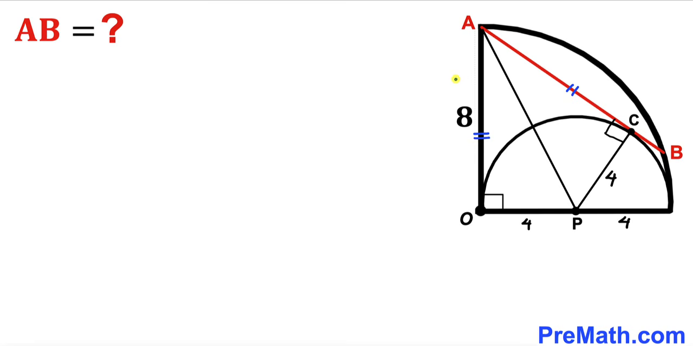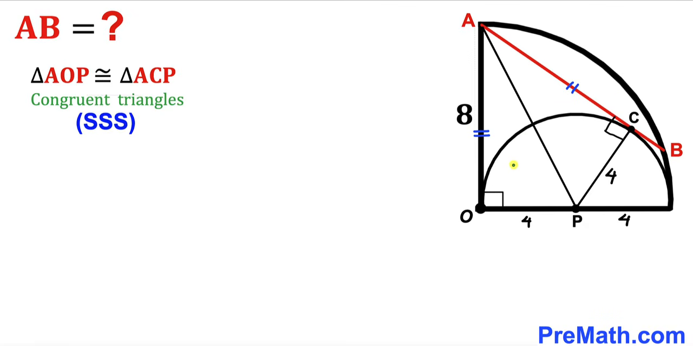And here's our next step. I have connected this center P with this point A. And as a result, we got these two triangles. So therefore, we conclude that this triangle AOP and this other triangle ACP are congruent triangles according to the side-side-side congruency theorem. And since these two triangles are congruent, this angle must be congruent to this angle. If this angle is theta, then this angle has got to be theta as well.